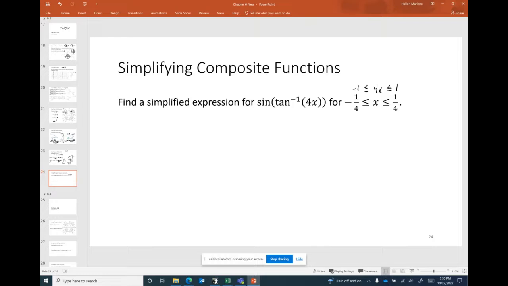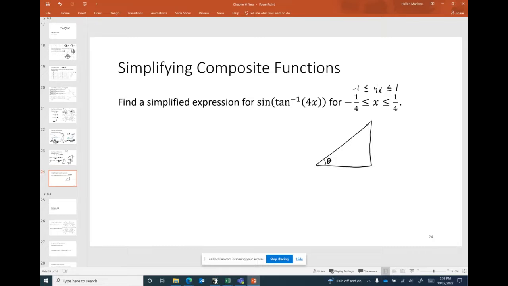We can still use a triangle. We could be in quadrant 1 or quadrant 4. We know we're restricted to 1 and 4 with a tangent. But since x could be positive or negative, it doesn't really matter. I don't even really need to think about it. So let's see if we can do this with a triangle like we did the last one.